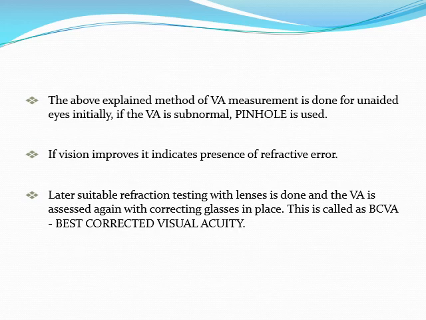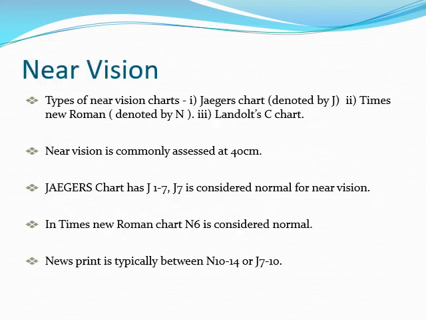The above mentioned method of visual acuity measurement is done for unaided eyes initially. If the visual acuity is subnormal, then pinhole measurement is also used. If vision improves, it indicates the presence of a refractive error. Later, refraction testing with suitable lenses is done and the visual acuity is assessed with the corrected glasses. This is known as the best corrected visual acuity of the patient.